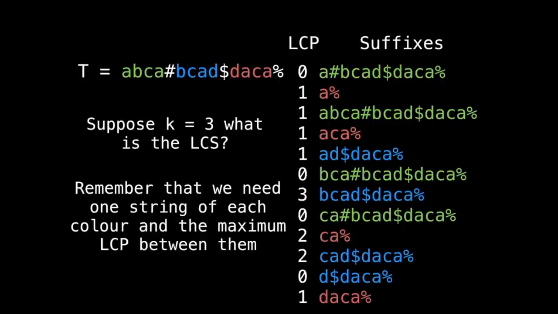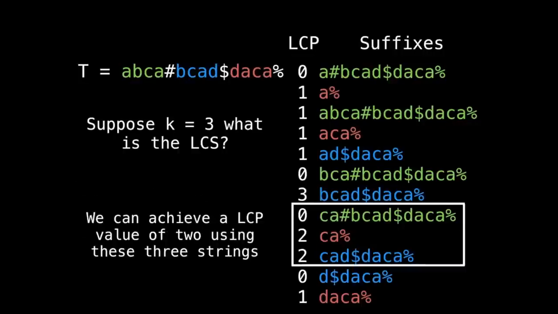How do we find the longest common substring of k strings, given that we now have the suffix array and the LCP array constructed? The answer is we're going to look for k suffixes, each of different colors, which share the largest LCP value. Let's do an example with k equals 3. Since k equals 3 and we have 3 strings, this means that we need 1 string of each color.